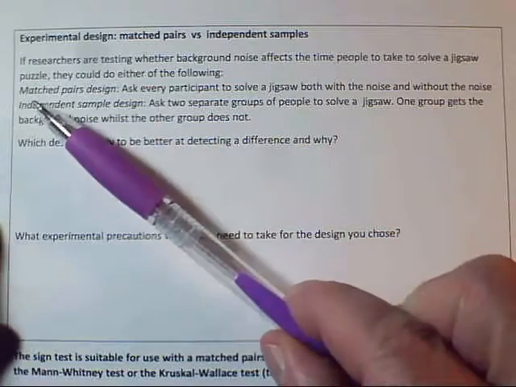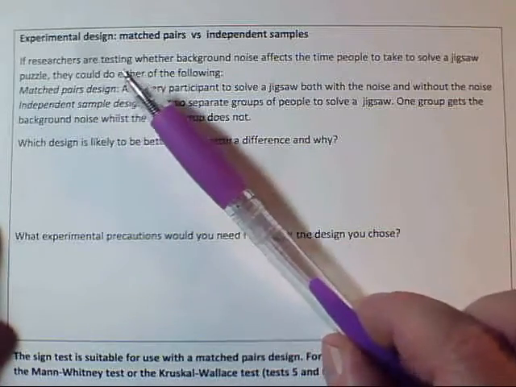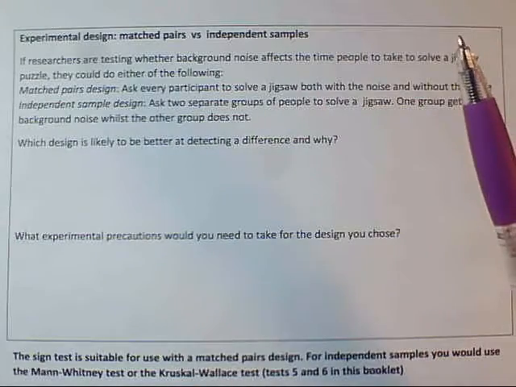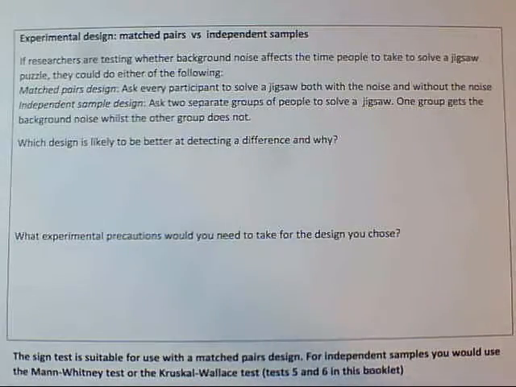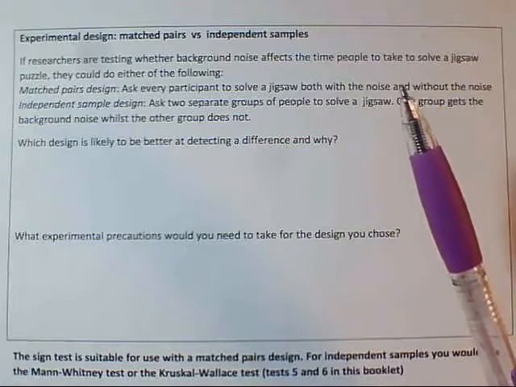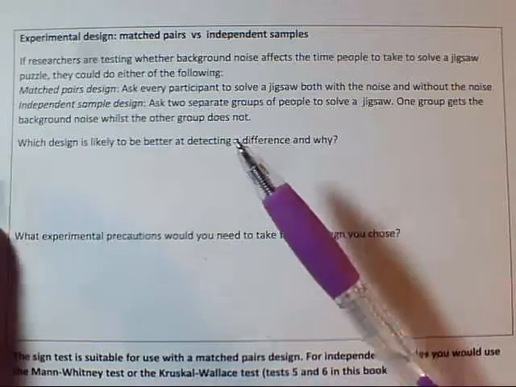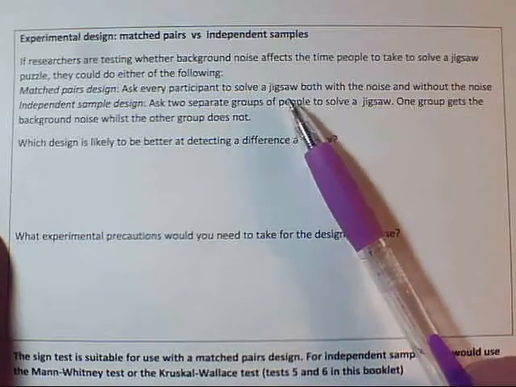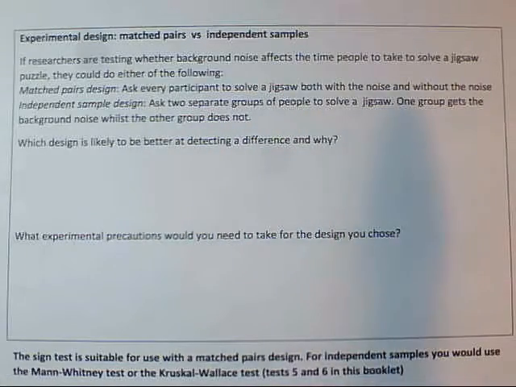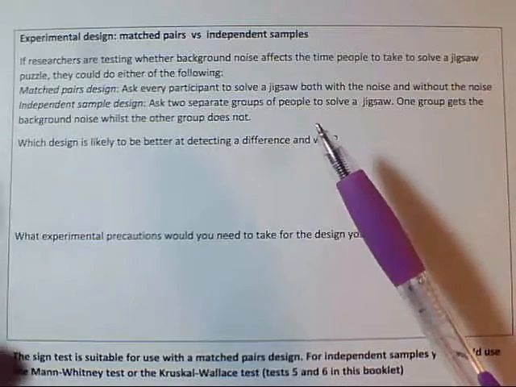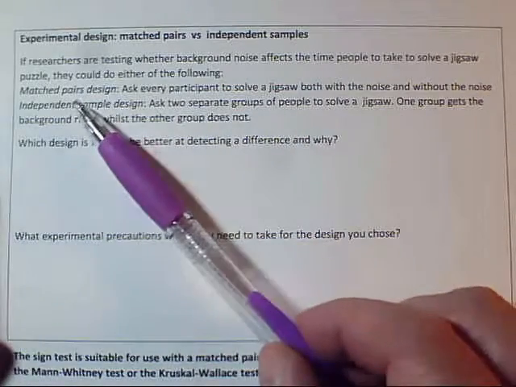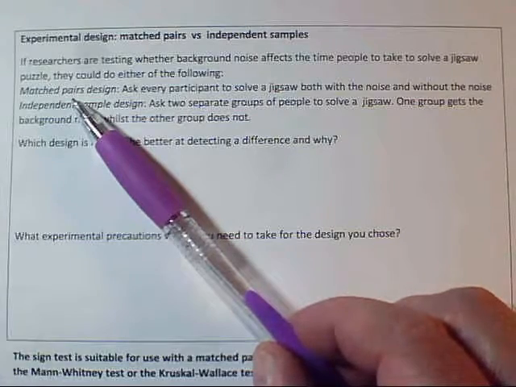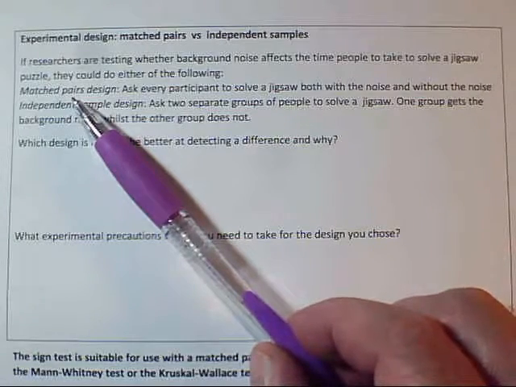Okay, one would be a matched pairs design. So in this particular case, we want to know whether you can solve a jigsaw quicker with or without noise, or whether it's exactly the same time with the noise as without the noise. So one way of doing this is to have one group of participants and get them to solve jigsaws with the noise and without the noise and compare between the two. So that's just one sample doing things twice. So they're matched pairs because we get two observations from each individual and we can compare those directly.